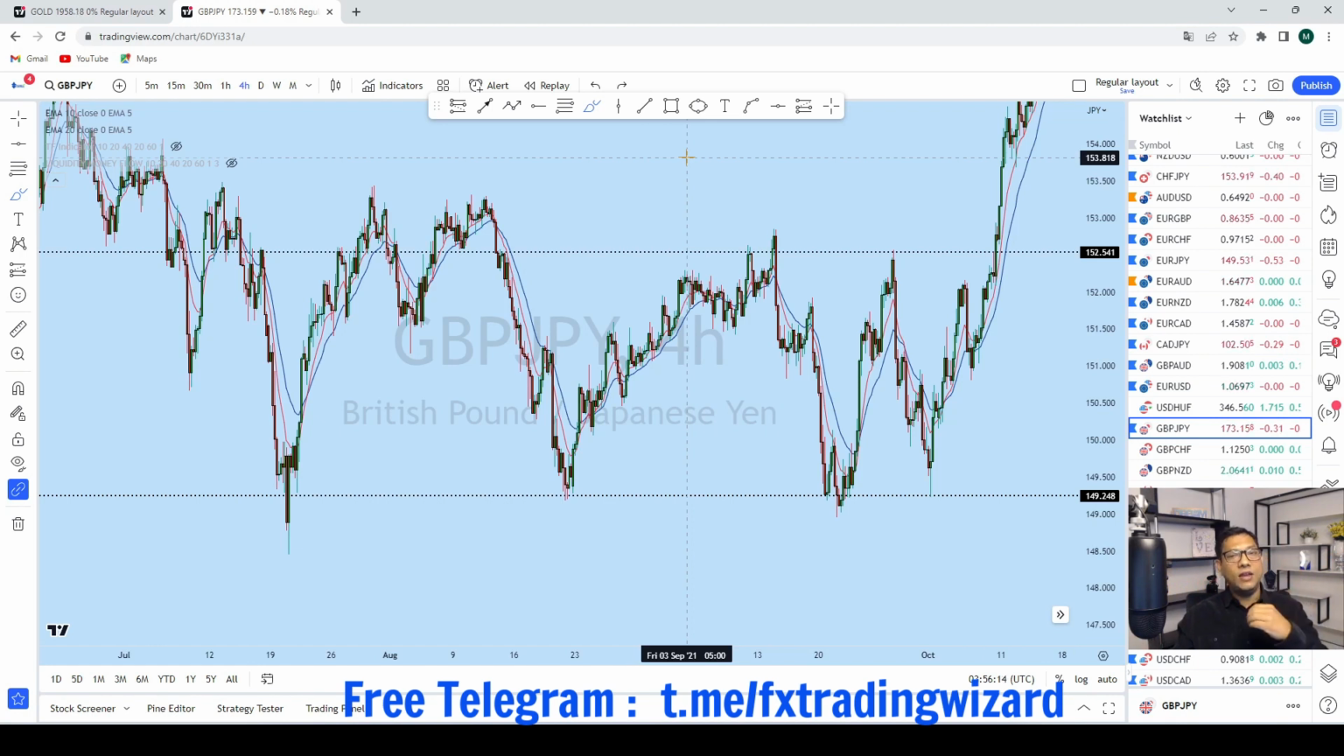Now in a sideways market, what we will be waiting for is for the price to come to a support or resistance, and when the price is in a support zone, we will be buying. So by understanding the market structure, you know exactly what to do to buy or sell. Now let's look at the price action.